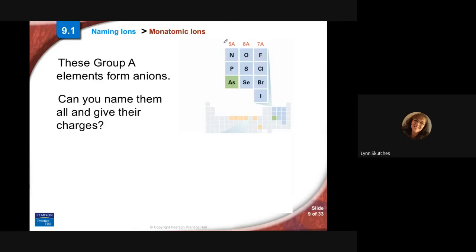Again, nitrogen's family is group 15, oxygen 16, 17. Of course, we're not talking about noble gases because they don't form ions. They have 5 valence electrons, 6 valence electrons, 7 valence electrons. 3 more electrons and you get the noble gas configuration. 2 more electrons, you get your octet. 1 more electron, you get your octet. Everybody in nitrogen's family forms a 3 minus. Everybody in oxygen's family is 2 minus. All the halogens are -1.